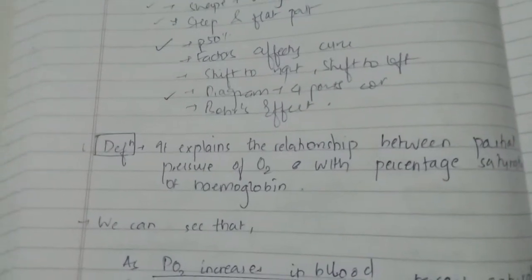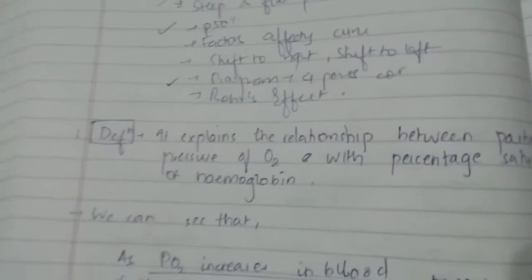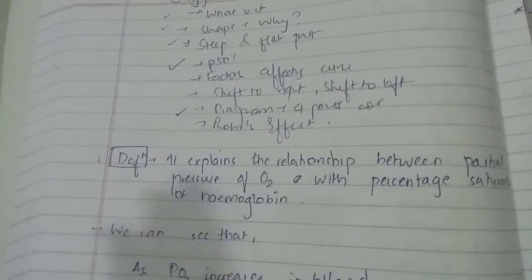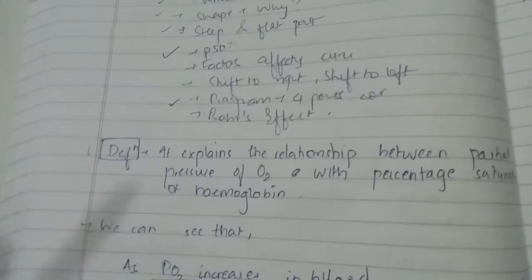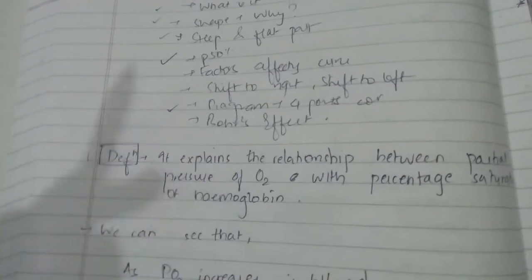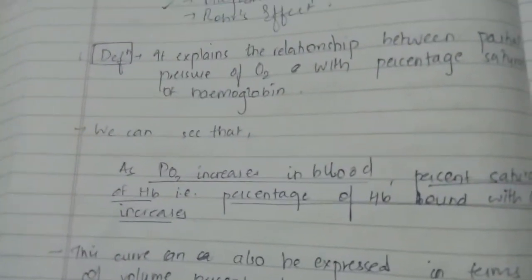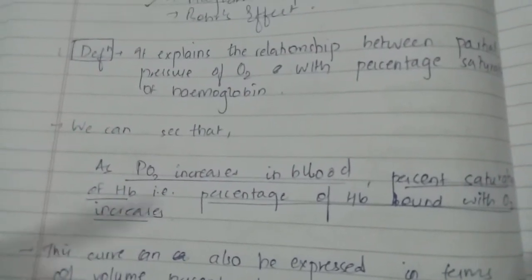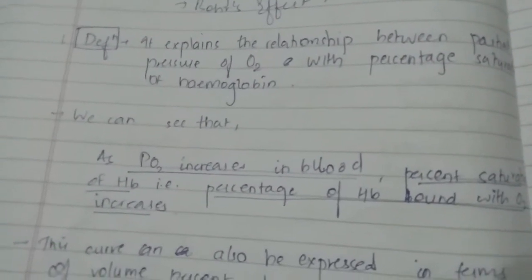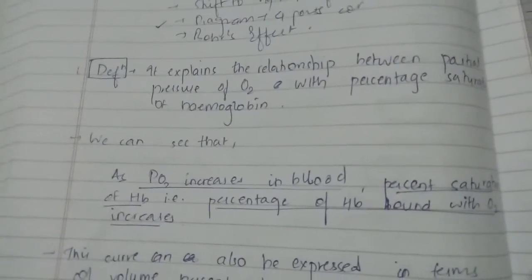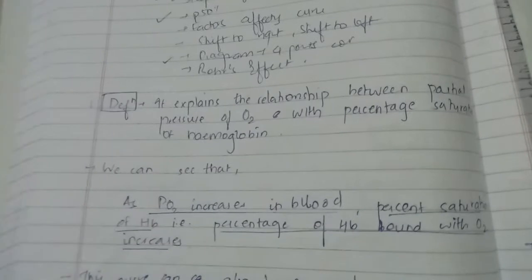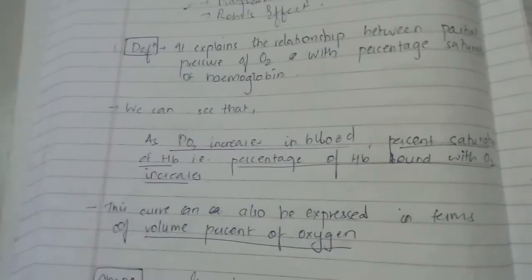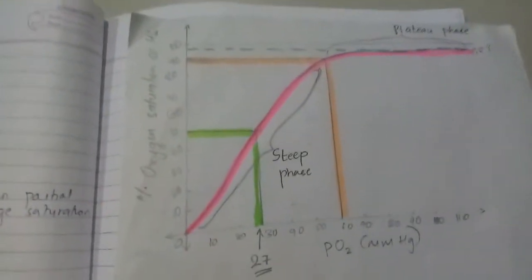Okay, so I hope you got it, that it is the relationship between the partial pressure of oxygen in the blood with the percentage saturation of hemoglobin, which is the amount of hemoglobin that binds the oxygen. Okay, so let's go to next. We can see that as PO2 increases in blood, percentage saturation of hemoglobin increases. That is obvious. So percentage of hemoglobin bound with O2 increases. Next, the curve can also be expressed in terms of volume percentage of oxygen, which is not very important right now. So let's see.